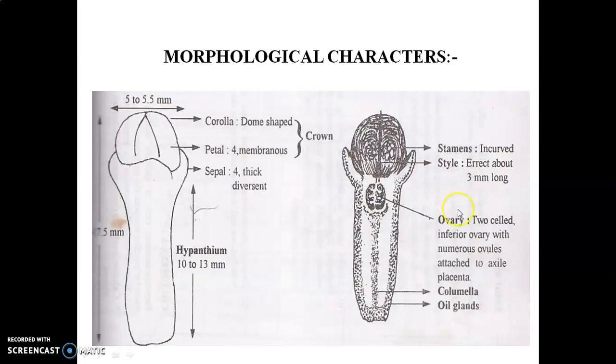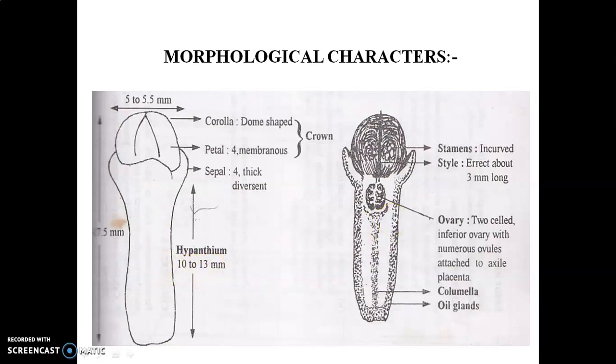Then regarding the morphological characters, it consists of a dome shaped structure that is known as the corolla. Then it contains petals, which are 4 in number and membranous. So the corolla and the petals together are known as the crown. Then it contains 4 sepals which are generally thick and divergent, and the elongated portion is generally called the hypanthium, which is about 10 to 13 mm in length.